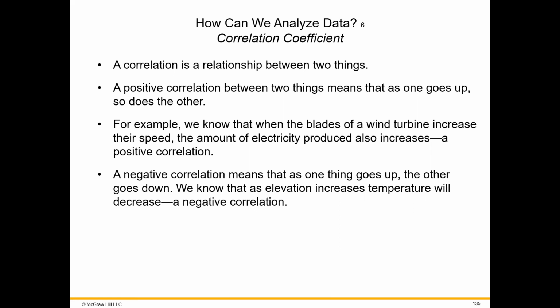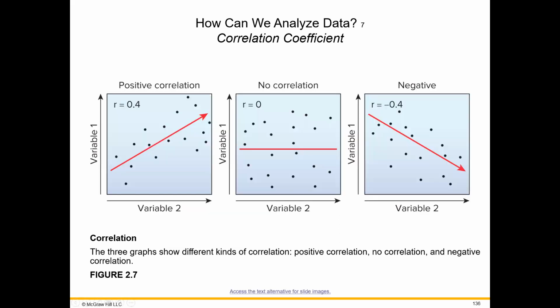A negative correlation means that as one thing goes up, the other goes down. We know that as the elevation increases, temperature will decrease. That's a negative correlation. And you can see here the graphs. So we have our variables, and the way that we calculate this is into the correlation coefficient, which is R. It describes the relationship between two variables being graphed.